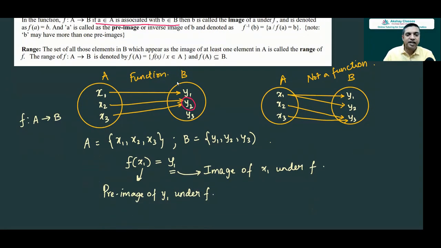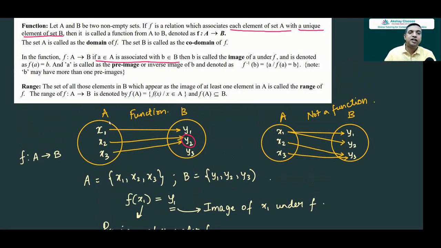Next, what is range? Range is the set of all the images. So here in this particular function, we see that the codomain has y1, y2, y3, but the elements that are occurring as images are only y1 and y2. So the range of F is y1, y2.